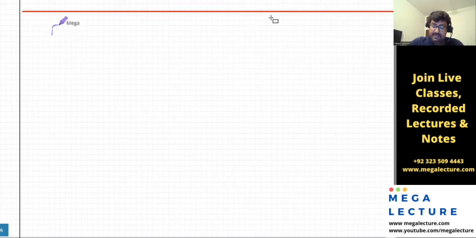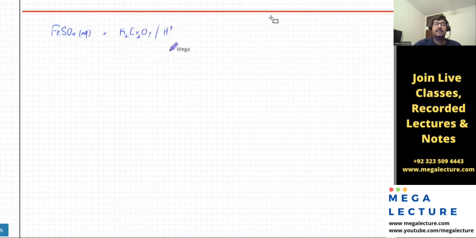Okay, now this is exactly the same, but it's going to have a lot more things. Okay, it's FeSO4 aqueous reacting with K2Cr2O7 acidified. I mean, you must have seen this equation many times, right? It's potassium dichromate with FeSO4. So now it's the same thing, same question, except with a lot more things.